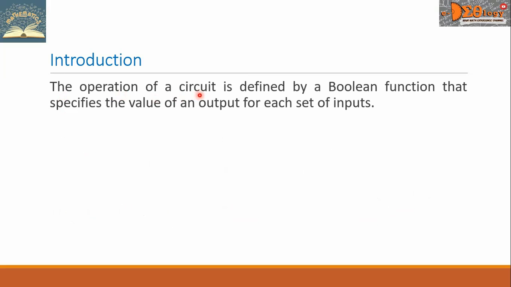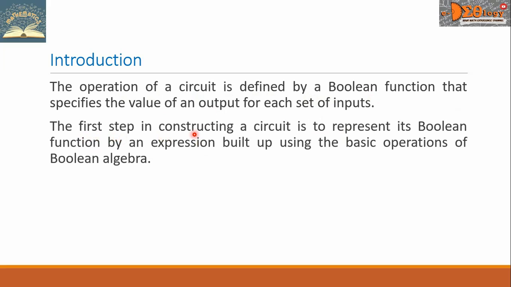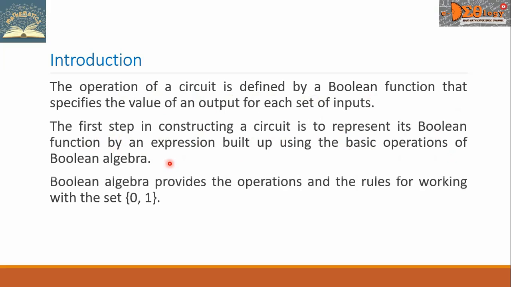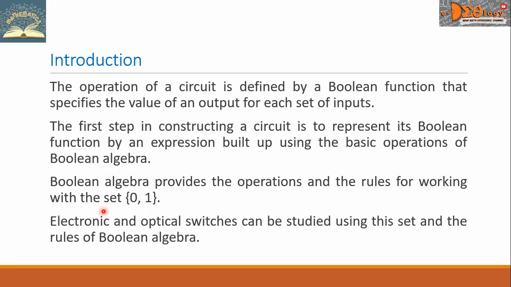The operation of a circuit is defined by a Boolean function that specifies the value of an output for each set of inputs. The first step in constructing a circuit is to represent its Boolean function by an expression built up using the basic operations of Boolean algebra. Boolean algebra provides the operations and the rules for working with a set whose elements are 0 and 1. Electronic and optical switches can be studied using this set and the rules of Boolean algebra.